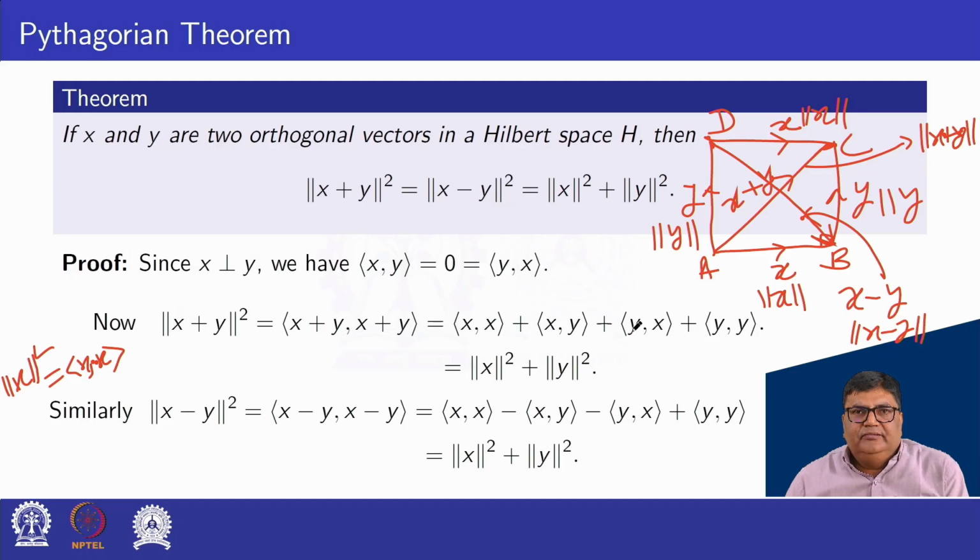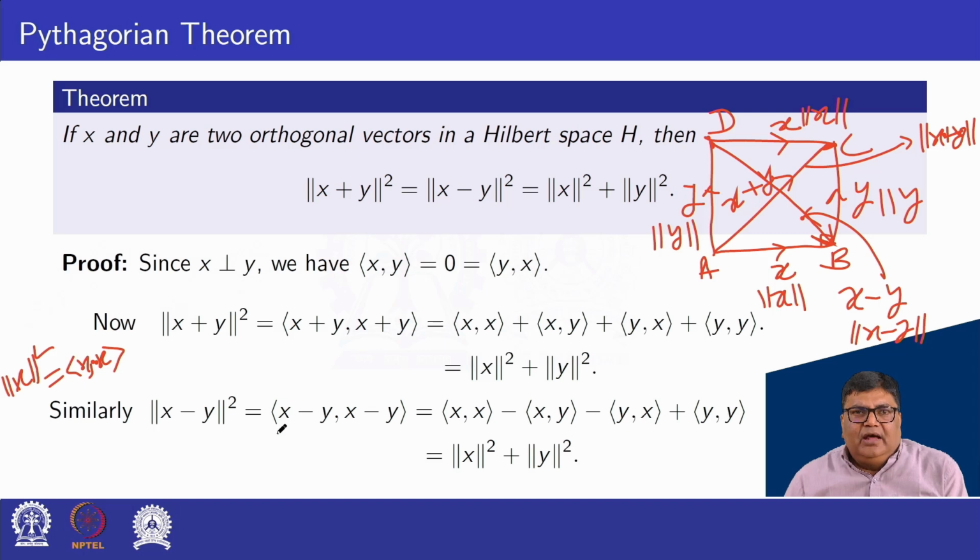Okay. Inner product of xx, that is norm of x square, and inner product of xy, since x and y are orthogonal vectors, it means inner product of xy is equal to 0, and also inner product of yx is equal to 0, plus inner product of yy is norm of y square. Okay, so norm of x plus y square is equal to norm of x square plus norm of y square.